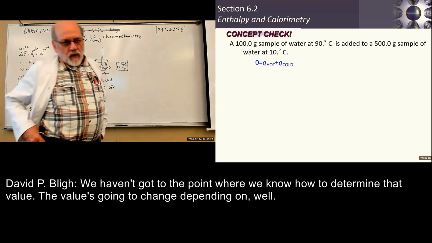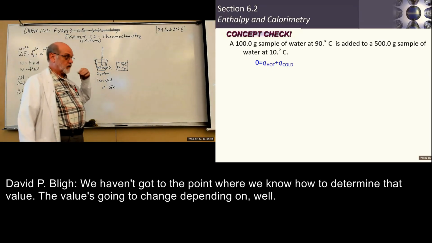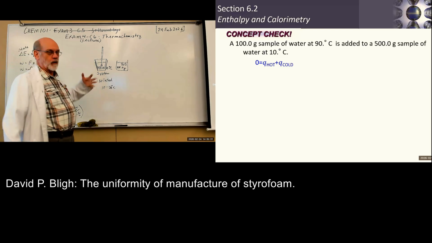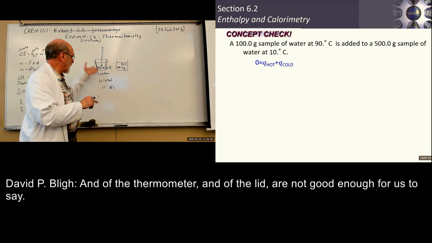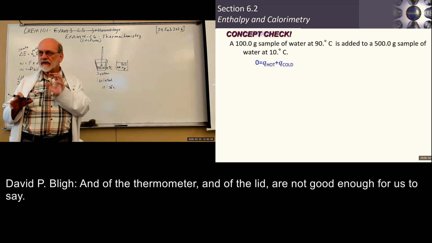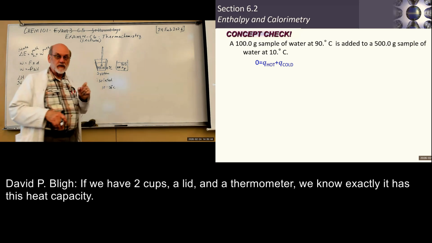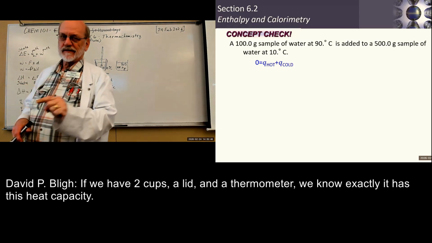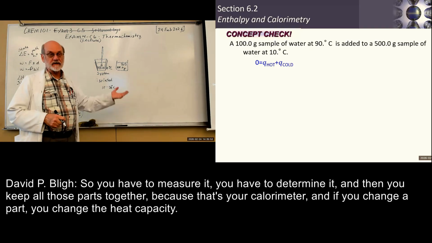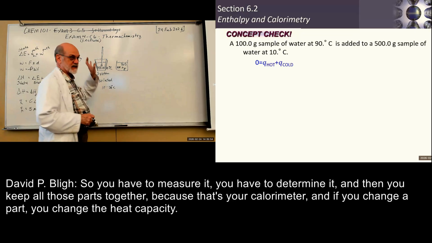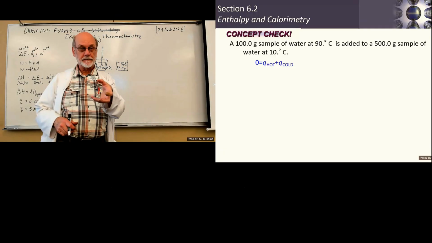We haven't got to the point where we know how to determine that value. The value is going to change depending on the uniformity of manufacture of the styrofoam, the thermometer, and the lid, which are not good enough for us to say that if we have 2 cups, a lid, and a thermometer, we know exactly it has this heat capacity. We can't do that, so you have to measure it. You have to determine it, and then you keep all those parts together because that's your calorimeter. And if you change a part, you change the heat capacity.